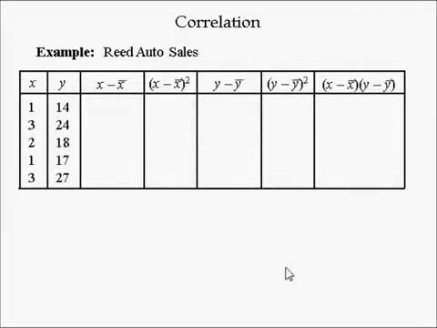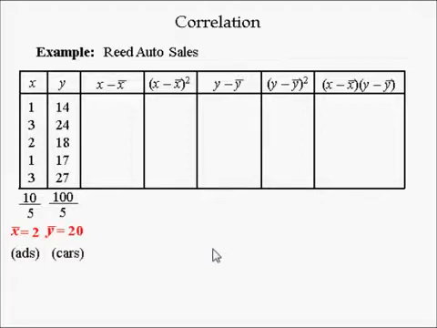Sum of the variable x's observations yields 10 TV ads. Dividing this by 5, the number of observations, yields variable x's sample mean, which equals 2 TV ads. Sum of variable y's observations yields 100 cars sold. Dividing this by 5, the number of observations, yields variable y's sample mean, which equals 20 cars sold.